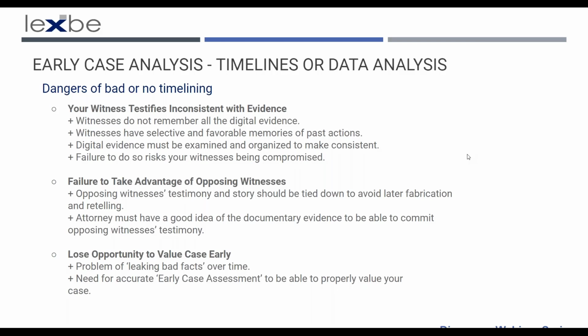Some witnesses may not remember all of the digital evidence that's out there, and as we've already discussed, that digital evidence has grown. So they may not be thinking of all of the different types, not just email correspondence now, but text messages and social media messaging. They may have selective memory of the past actions that could easily be contradicted by documentary evidence at a deposition because they are remembering something in a more positive light, potentially.